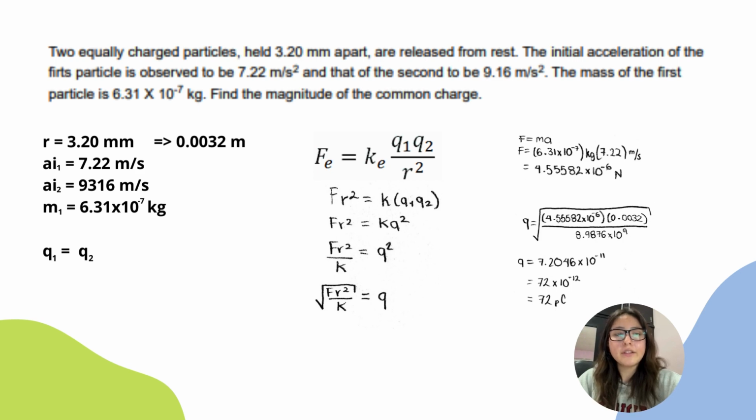Substituting the values into the equation, we obtain that Q is equal to 7.2046 times 10 to the minus 11, which is equal to 72 times 10 to the minus 12. The notation 10 to the minus 12 is pico, so Q is equal to 72 picocoulombs.